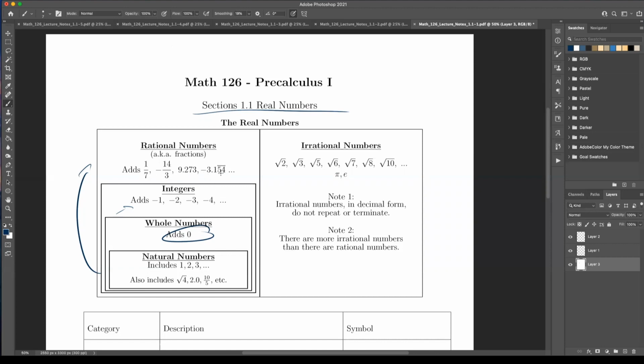Negative 3.1, 1.54545454. This little bar, if you guys forgot, means repeat those digits. So 5 and 4, not the 1. So 5 and 4 will repeat forever. If you have any sort of repeating decimal like this, you can write it as a fraction. I could teach you that, but we're going to skip that. It's not necessary. And then over here we have the irrational numbers.